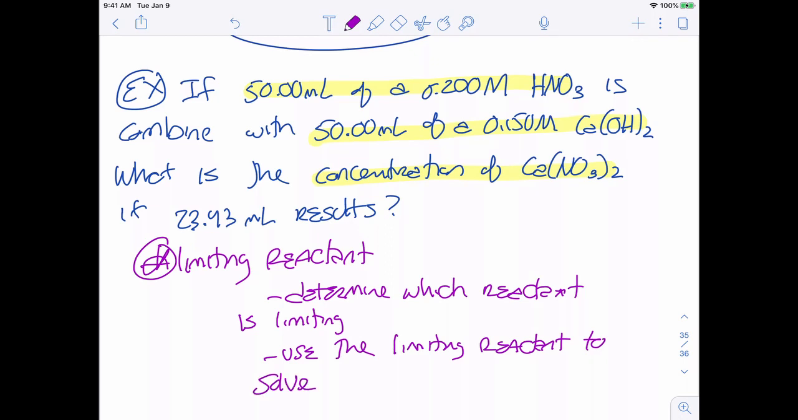And again, it doesn't say, hey guys, this is a limiting reactant problem, but if you're given information about both reactants and then you're asked to solve for information about something else, you have to figure out which one of those two is limiting. So determine the limiting reactant to solve the problem.